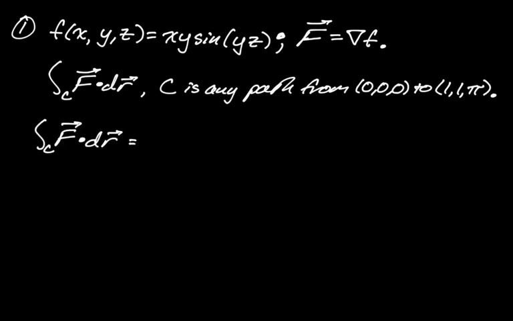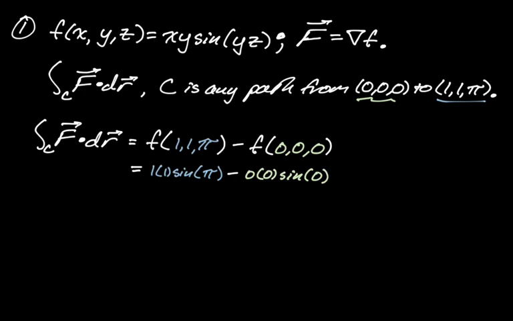All right, so our line integral in this case is just going to be f of where we end up, which is (1, 1, pi), minus f of where we start, which is (0, 0, 0). And if we start calculating that, we will get 1 times the sine of pi by plugging in (1, 1, pi), and then minus 0 times 0 times sine of 0. And overall, this just gives us the sine of pi, which is 0.